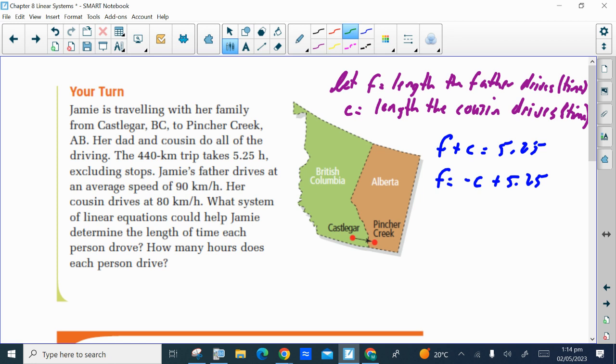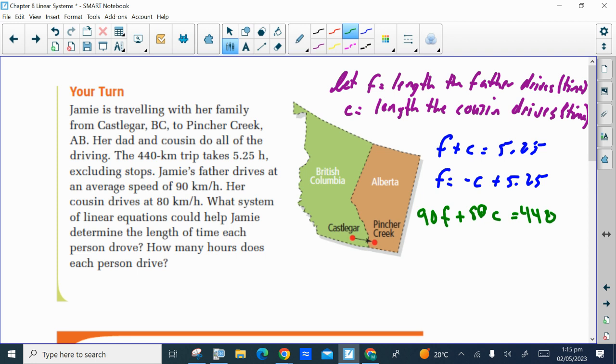Now, the second equation will involve the distance. Okay? So F is the amount of time that the father drives, and he drives at 90 kilometers an hour. So 90F will be the distance that the father drives. 90 kilometers an hour times F hours. Plus, the cousin drives at 80 kilometers an hour. So 80C will represent the distance that the cousin has driven. 80 kilometers an hour for C hours. And altogether, that equals 440 kilometers.